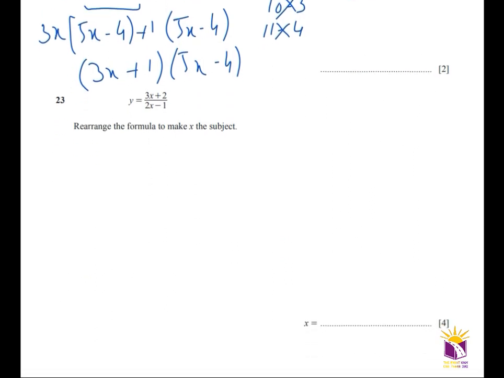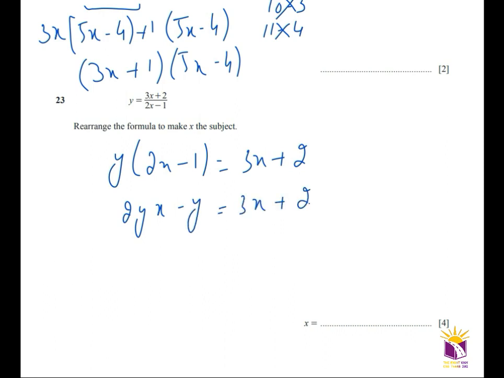Now rearrange the formula to make x the subject. Cross multiplication: y times (2x minus 1) is equal to 3x plus 2. 2yx minus y is equal to 3x plus 2. Making x terms on one side, so I am taking this 3x to the other side. So 2yx minus 3x will be equal to 2, and this y on the other side will be plus y.